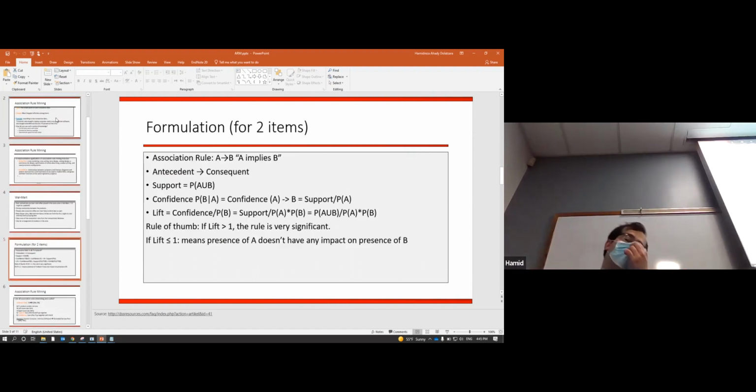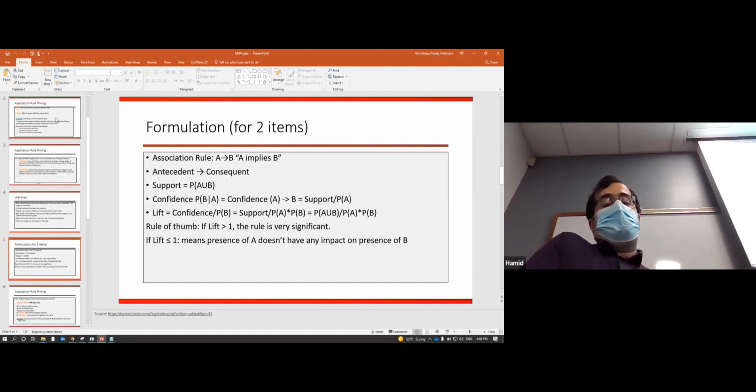So let me read the jargon. For association rules, we are looking for an item that implies the other item. So for example, A could be coffee, B could be coffee filter. So coffee implies coffee filter. The first part is the antecedent. The following part is the consequent. We also have the probability of A union B, which is two different items. We call it support.